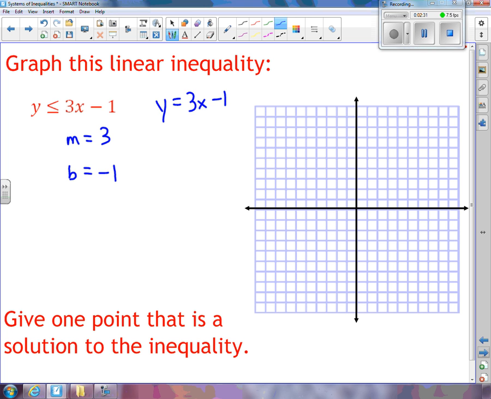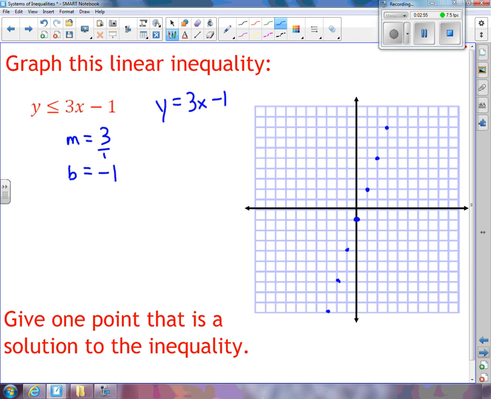So we start by doing the same process. We're going to start with -1 on the y-axis, and then use our slope pattern to get to the next point. So up 3 over 1, up 3 over 1, and so on. Now, here comes the part that's different. We have to make two decisions.